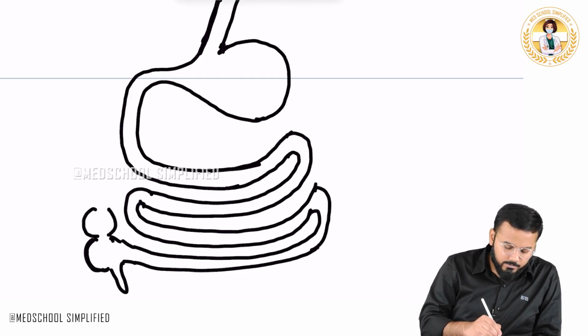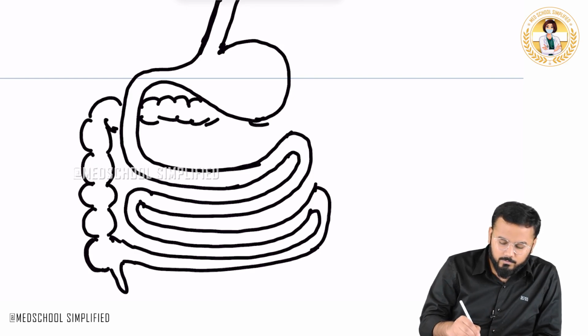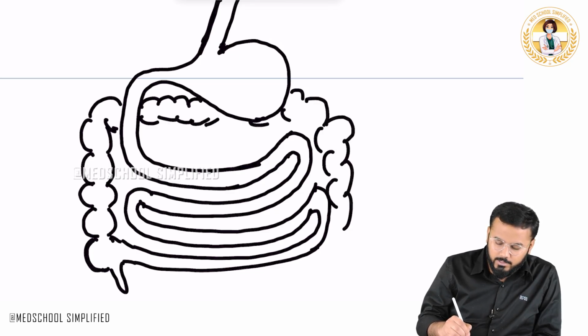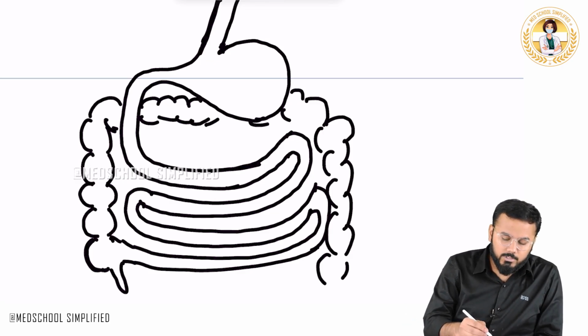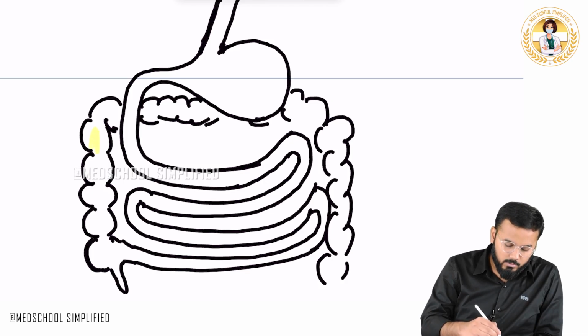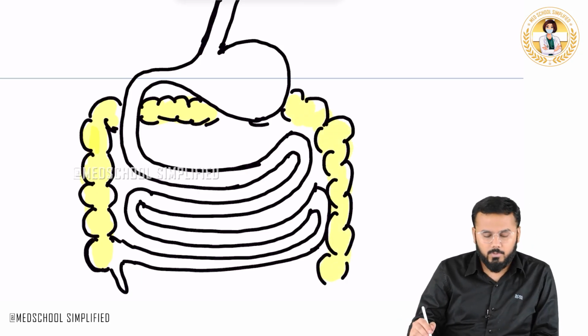Here you have the appendix, and this is called your cecum. And here comes your ascending colon. This part of the colon which I am drawing right now is your ascending colon, this part is your transverse colon, and this part is your descending colon. So if I wanted to highlight them, this colon over here is your ascending colon, here you have your transverse colon, and finally this part over here is your descending colon.